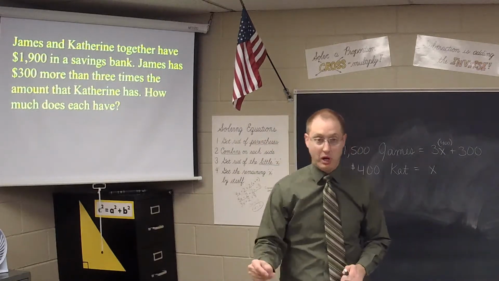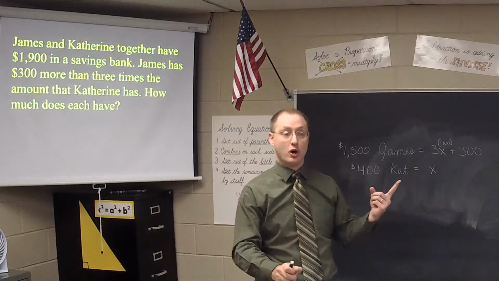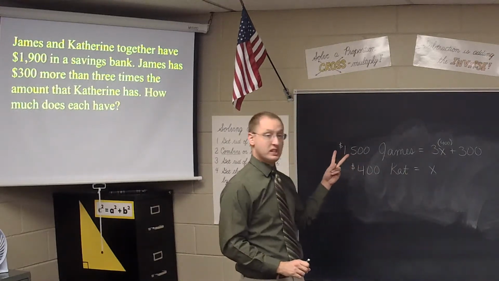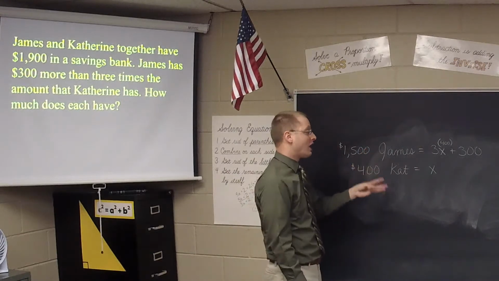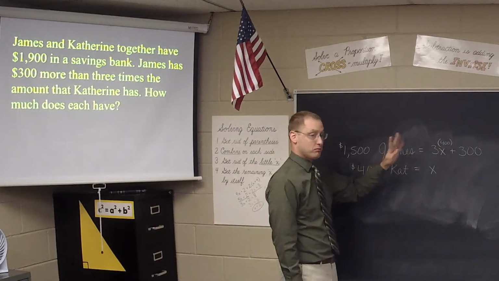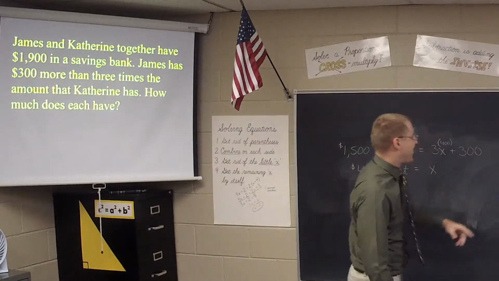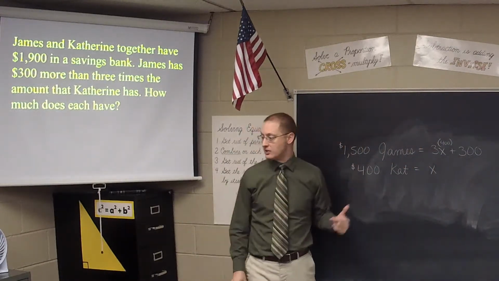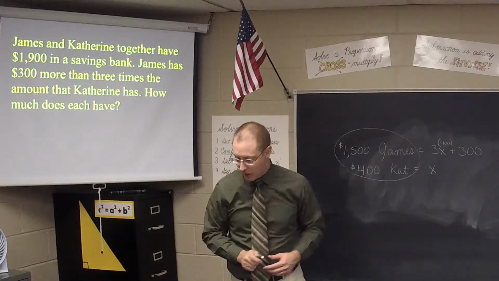Just a quick refresher, want to make sure we remembered our process for solving word problems. How many unknowns? 2. What are they? James and Catherine. Who gets to be x? Catherine, because that's who it comes back to in the end. How do we represent the other unknown? 3x plus 300. Set up your equation. Solve and get your answers. And since it said how much does each have, both of these are our answers.